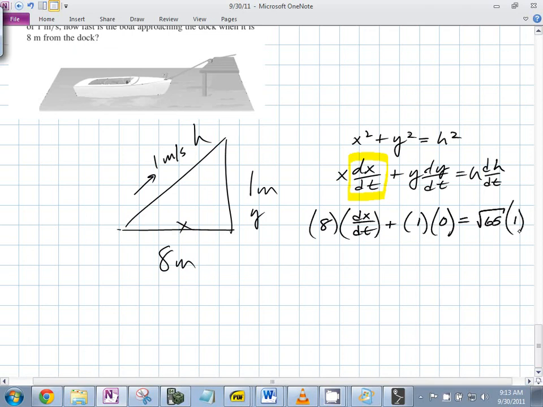Can someone tell me where the most common mistake is? The 0 being a 1. Yeah. In this case, is y changing? No, it's not changing. So what is dy/dt? 0. That is by far the most common error on this, besides the root 65 thing.